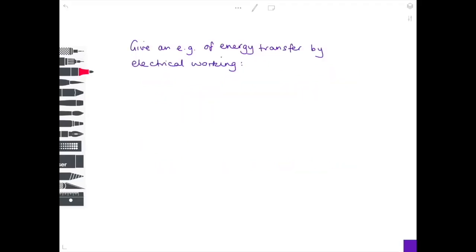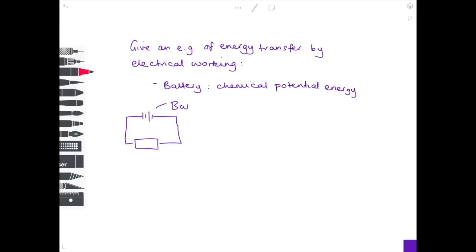There are a couple of very specific specification points which we need to go into now. So firstly, give an example of energy transfer by electrical working. And a good example here is a battery, which remember has a store of chemical potential energy. If you take a complete circuit, so one containing a battery, wires, and then a resistor, so don't forget that there is the battery, here is the resistor. Well, when that current flows from the battery to the resistor, remember we get a transfer to heat energy. So this is definitely an example of energy transfer by electrical working.